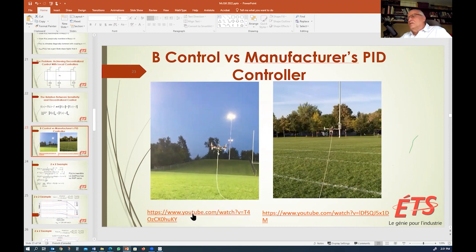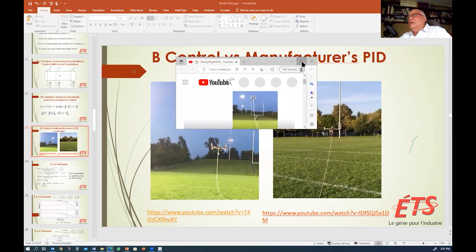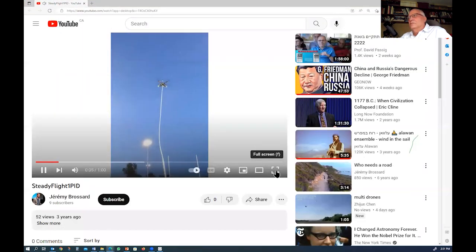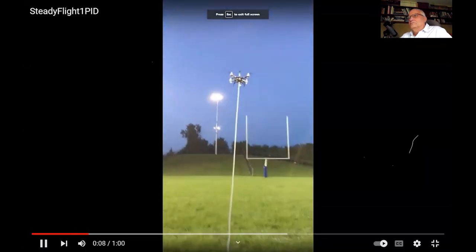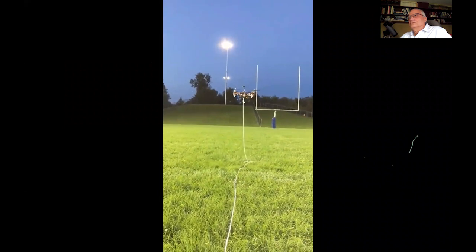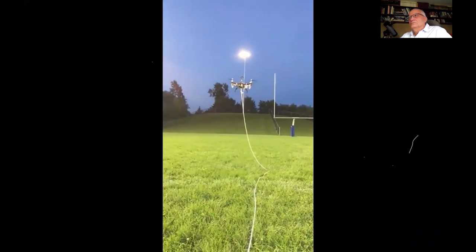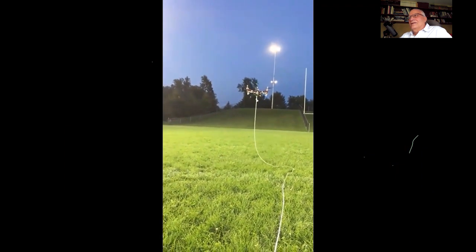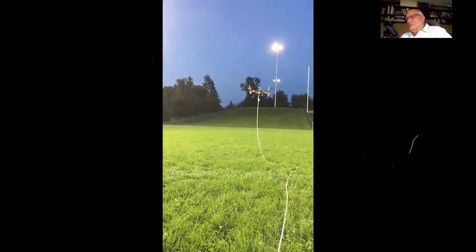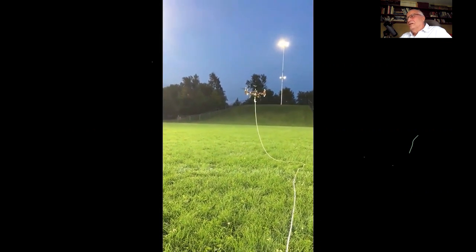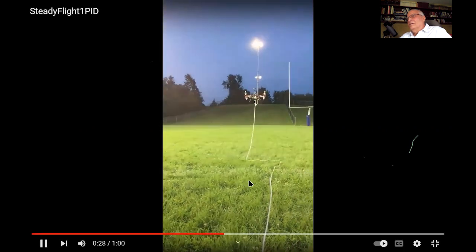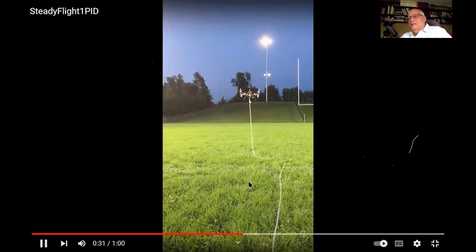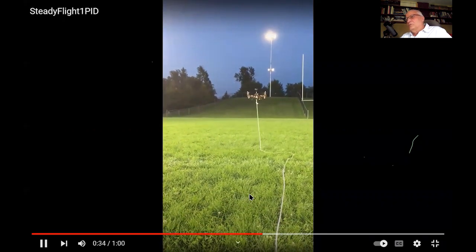So we did many trials in the same meteorological conditions. And this is what's happening with the PID of the manufacturer. It's kind of hard to stick to the pole. Try again. Anyway, this is what the manufacturer proposes.